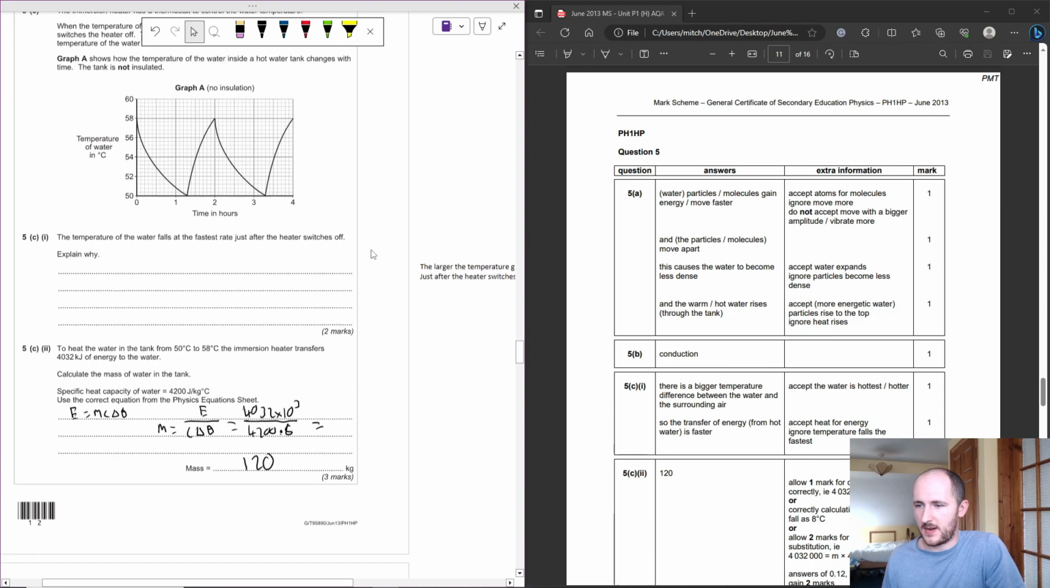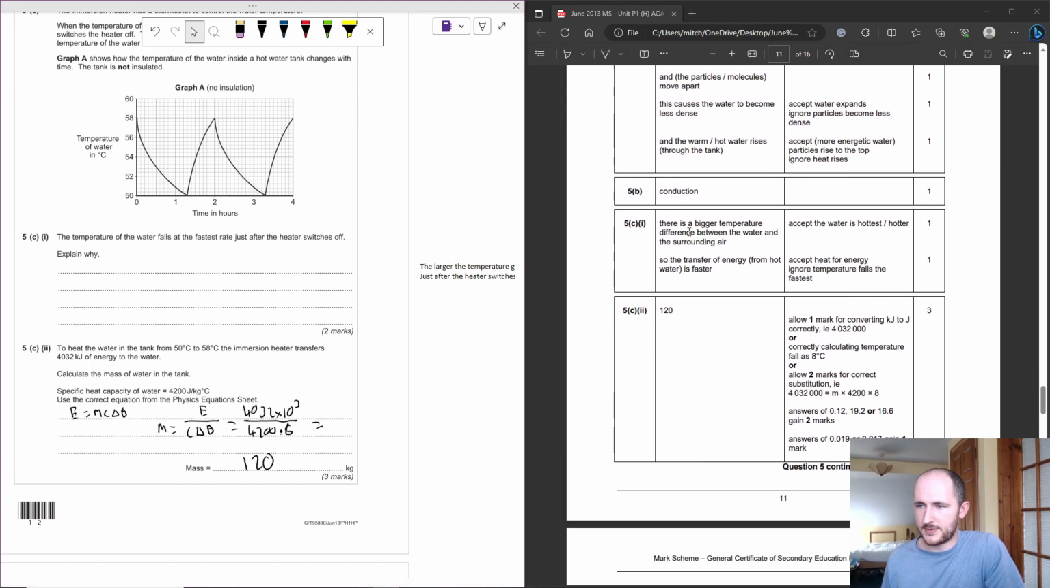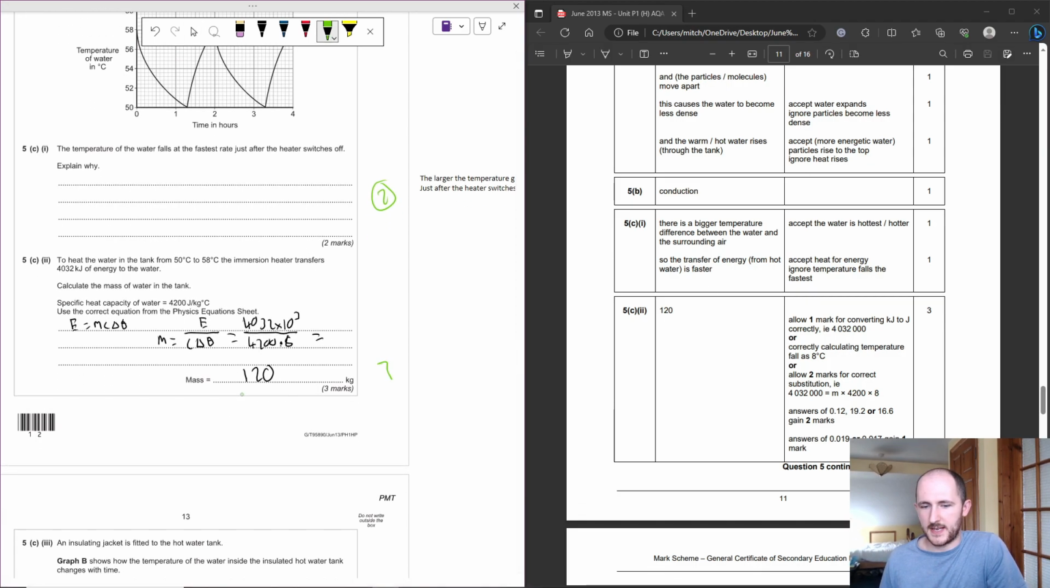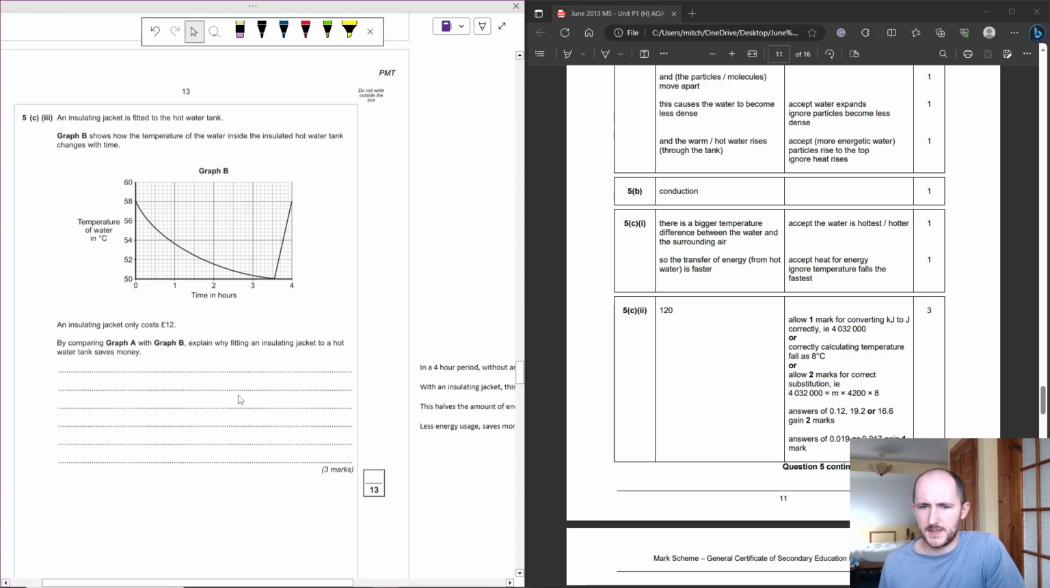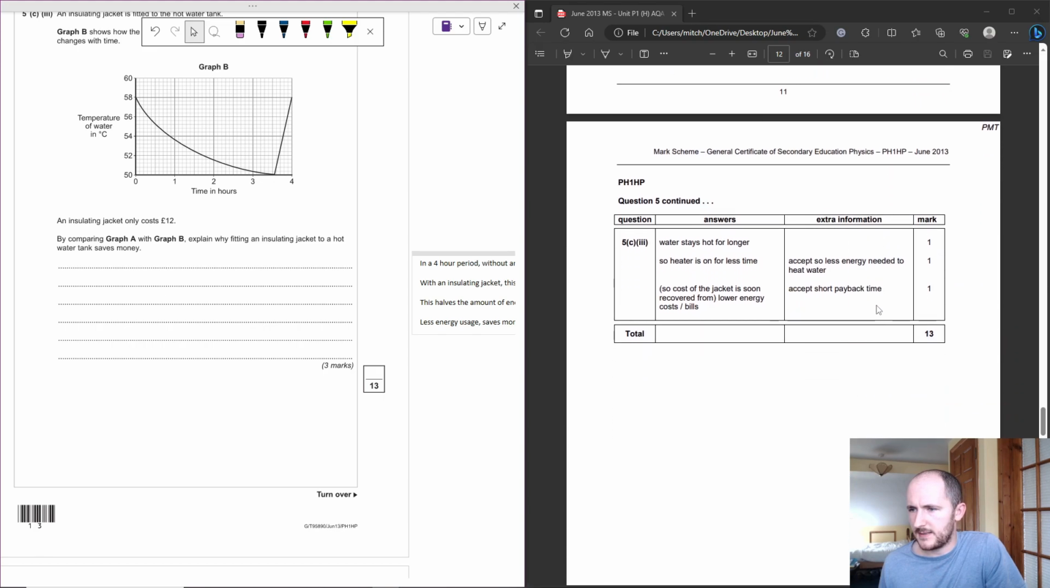Okay, fancy part I. Bigger temperature difference. So the rate of... Okay, I did say that. 120. Good, got that. So far I've only dropped 2 marks, right? Yes. Why is it better? Yeah, that's fine. So that should be 11 marks. Cool.